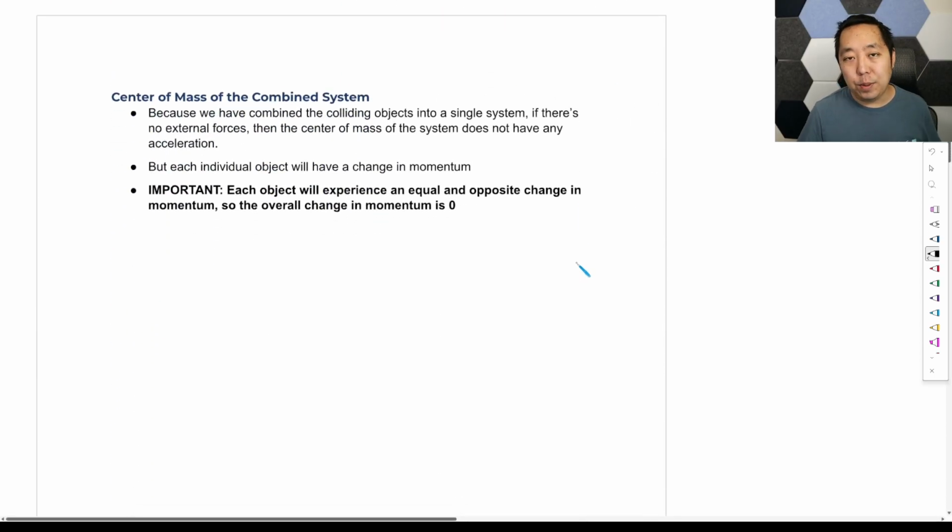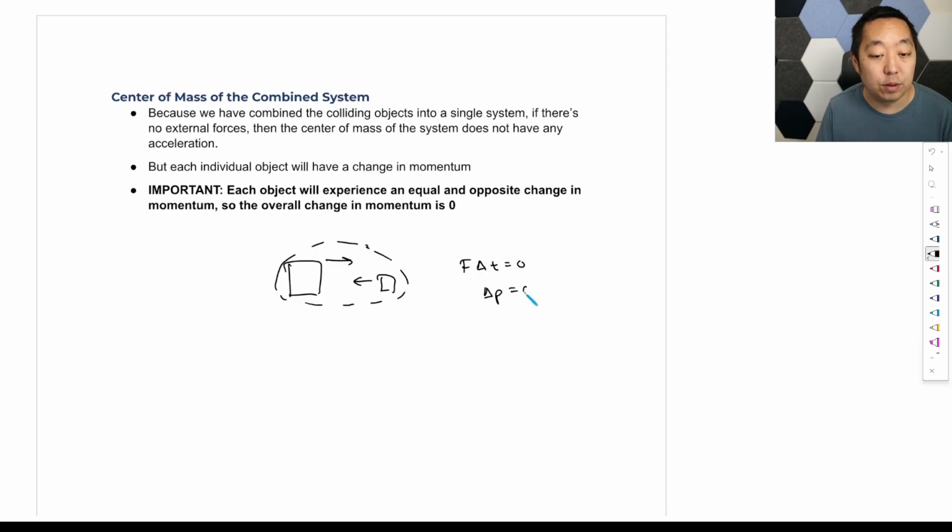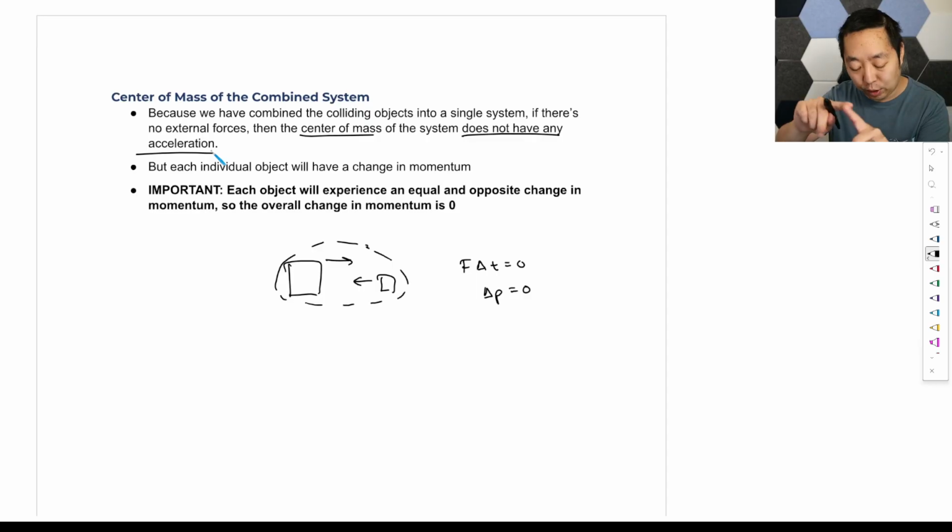So let's talk about the center of mass of a combined system. How does this work? If two objects collide, we have two objects heading towards each other and they collide and we group them as a system. Let's say the external forces are 0. Then the change in momentum is 0; the momentum is conserved. If there are no external forces, the center of mass of the system doesn't have any acceleration, just like we did in kinematics before. If there are no external forces in our system, then there's no F net. Remember that F net equals ma. If this is 0, then this is 0. So the center of mass won't change.